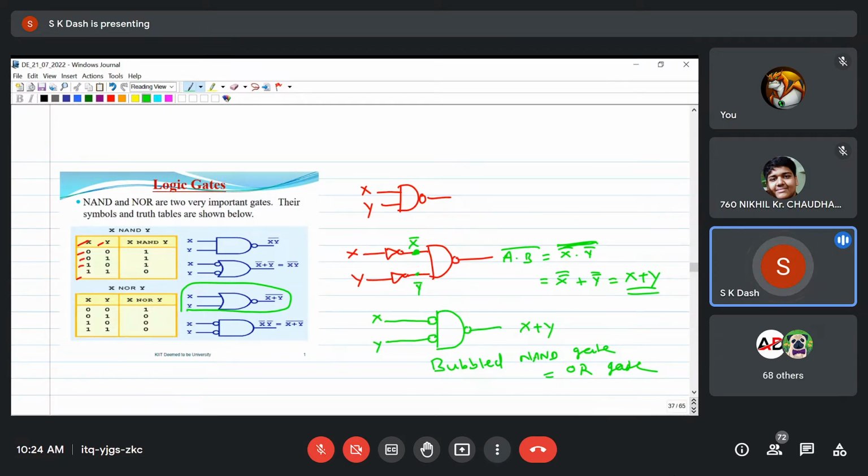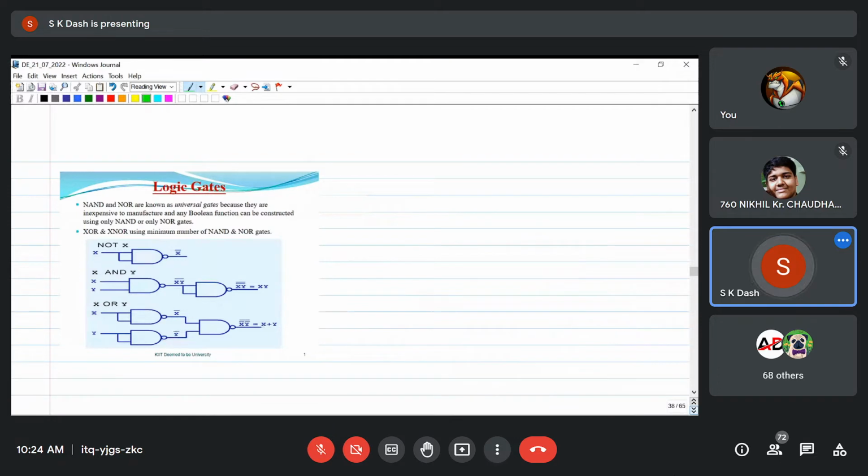Similarly, you can try with the NOR gate, how we can implement different basic gates with the help of a NOR gate. That you try yourself, in a similar way.